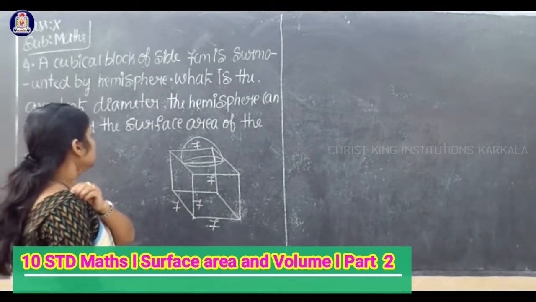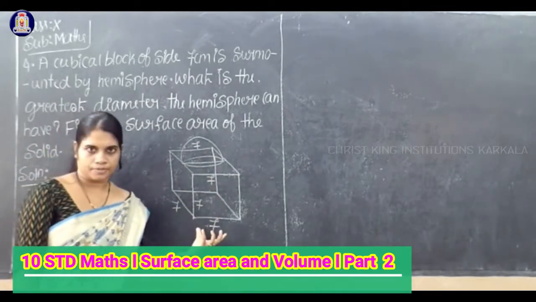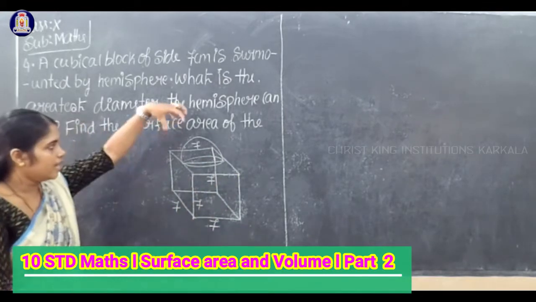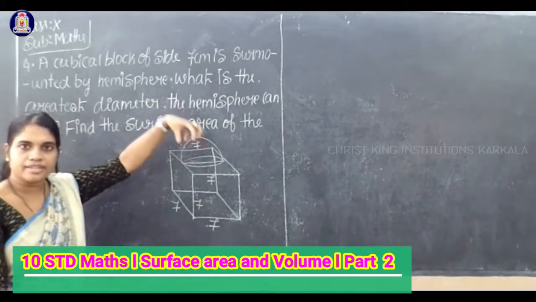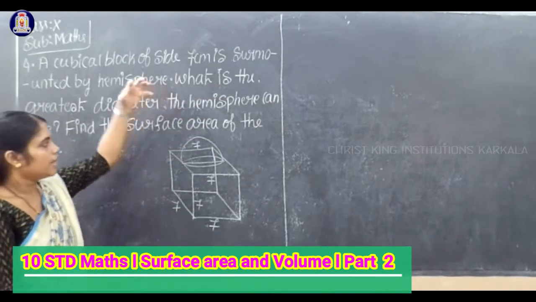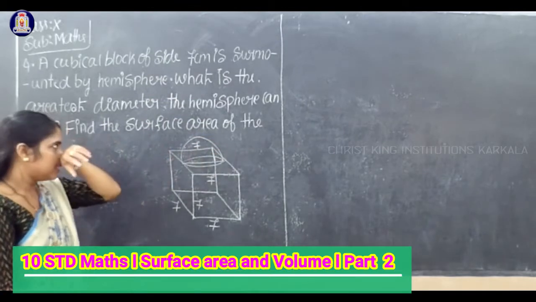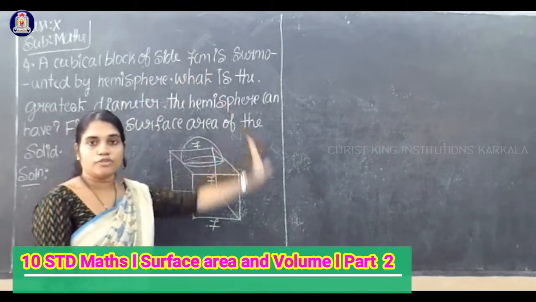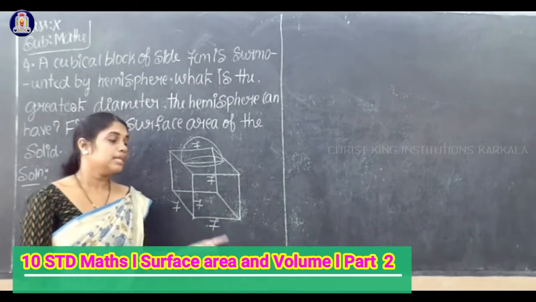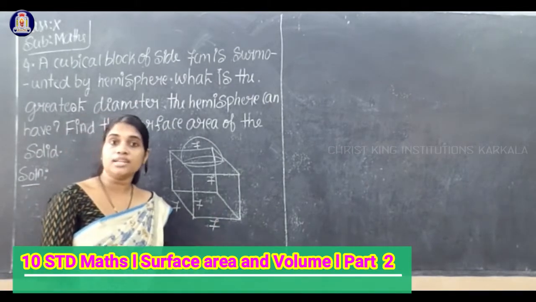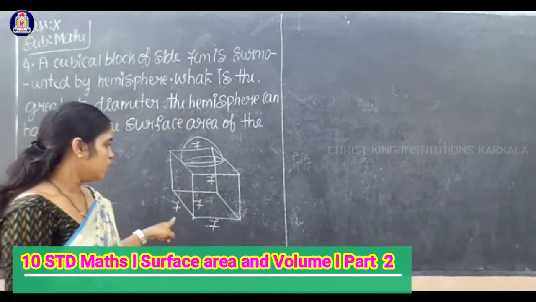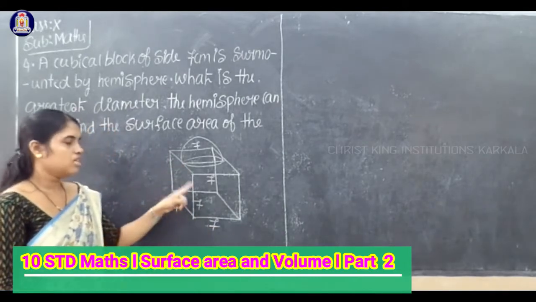In the question, one cubical block is given. This is your cubical block. On this cubical block, one hemisphere is surmounted. That means on the top of the cubical block, one hemisphere lies. Here the side length of the cube is given. What is the length of the edge of this cube? That is 7 centimeter. We know that in the case of a cube, all the sides are equal, isn't it? So therefore, everything is 7.